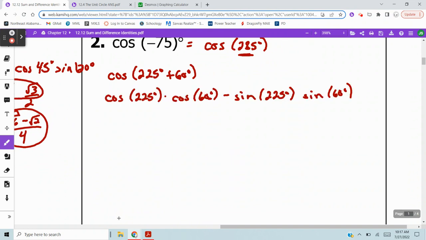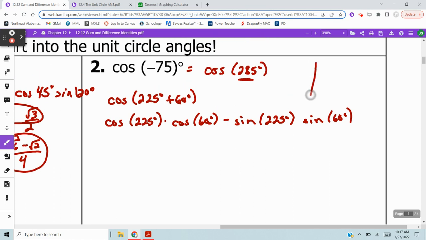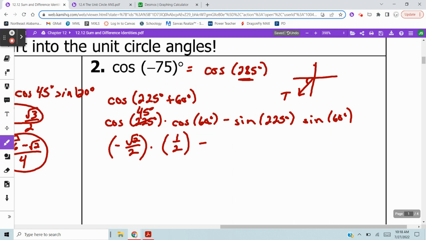So now let's go through and evaluate each. First off, the cosine of 225: 90, 180, 270. So we're here in the third quadrant. All Students Take Calculus, so therefore my cosine will be negative, and since it's negative, I'm going to put it in parentheses. My reference angle there is a 45. So I can now put a 45 since I have my negative symbol. Cosine of 45 is root 2 over 2, times the cosine of 60, that's a really easy first quadrant angle, is 1/2, minus the sine of 225.